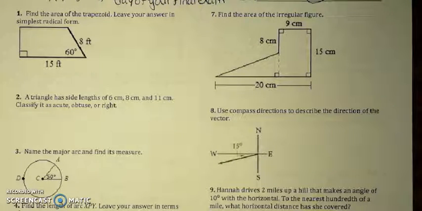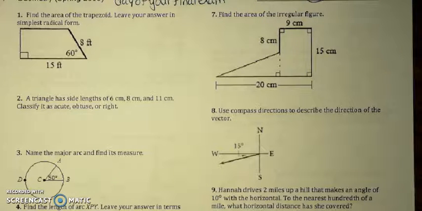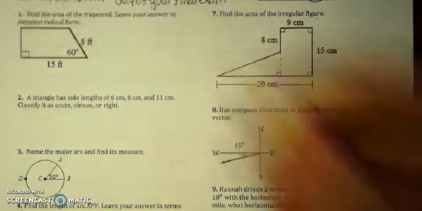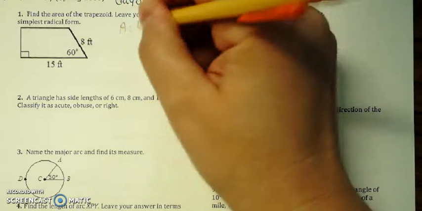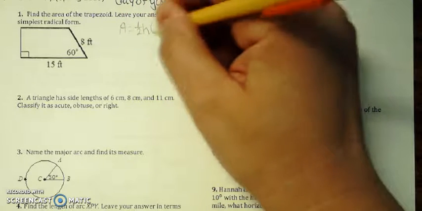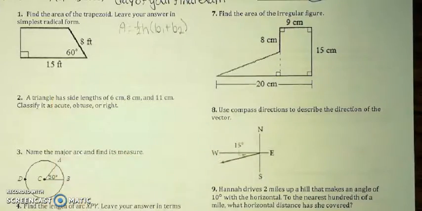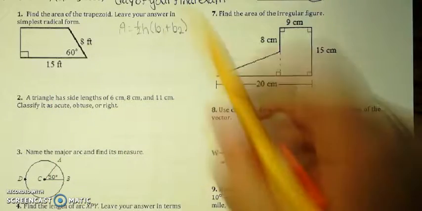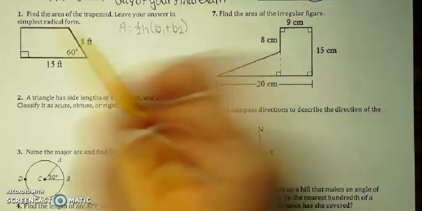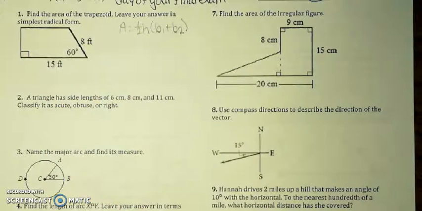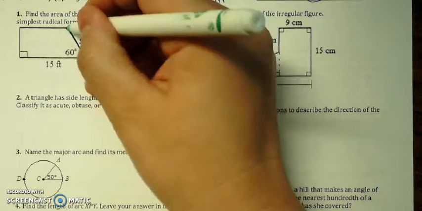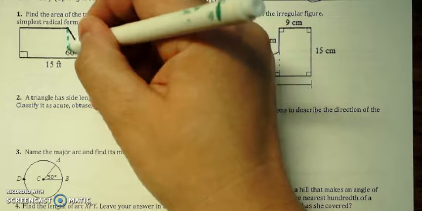All right, for this first question, we have a trapezoid and we want to find the area in simplest radical form. The area of a trapezoid is 1/2 the height times base 1 plus base 2. We have one of the bases labeled here, and so we're going to need to find the height and the other base. So I need to find the length of this segment.